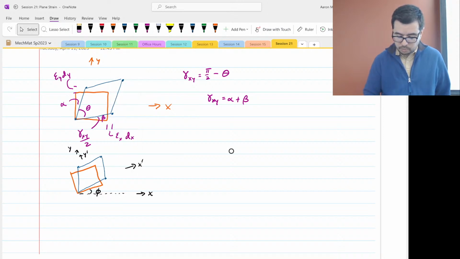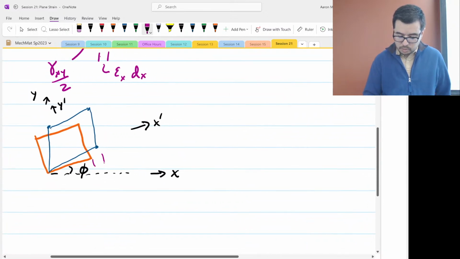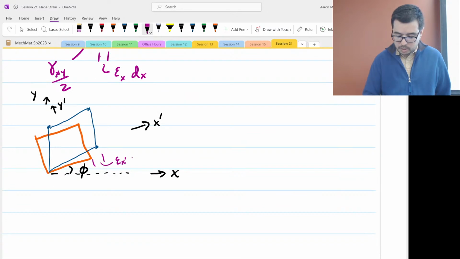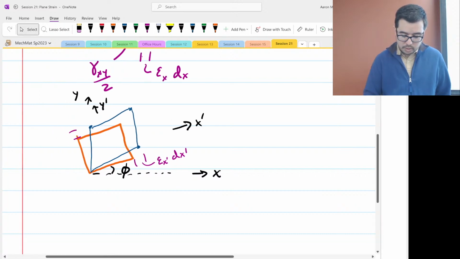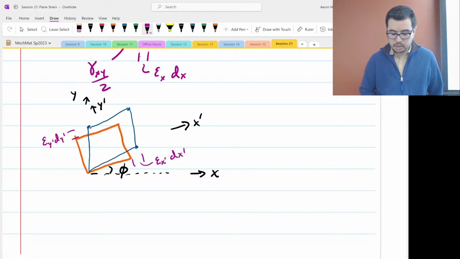Just make it a little thinner. Okay, so this one right in this region, that's going to be the epsilon x prime dx prime. And over here, we have our epsilon y prime dy prime, like that.